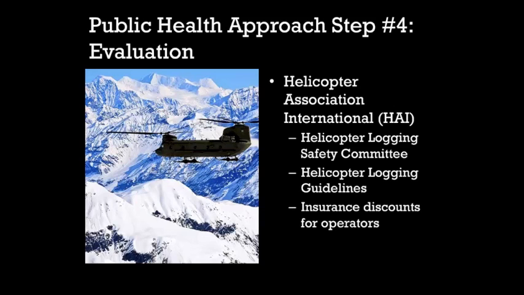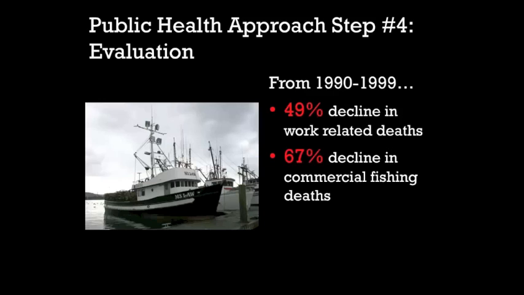Now, I didn't talk much about the interventions in the commercial fishing industry, but you can look those up in the references I'll provide at the end of this lecture. But NIOSH saw some initial progress there as well. When all was said and done, during their initial decade of progress, NIOSH reported a 49% decline in work-related deaths in the state of Alaska and a 67% decline in commercial fishing deaths. While workplace fatalities still occur in the Alaskan crab fishing industry, it is no longer the deadliest catch.